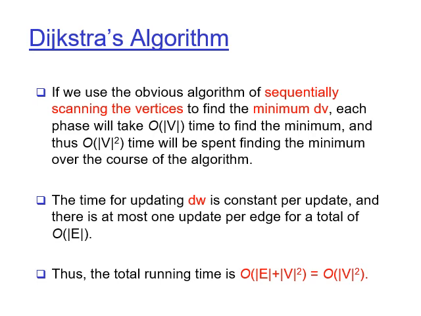The time for updating dW is constant per update, and there is at most one update per edge, for a total of big O of the magnitude of E. So the total running time based on this approach is big O of the magnitude of V plus the square of the magnitude of V, which is upper bounded by the square of the magnitude of V. This turns out to be a very expensive choice, because it grows quadratically in terms of V.